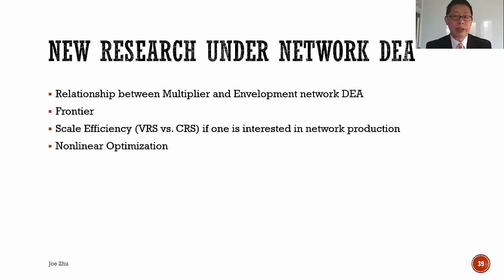Some other type of research that you can do on the network DEA is the relationship between the multiplier and the invariant network. Because it's nonlinear, there's no duality at all. Where is the frontier? And scale efficiency. When you're studying a production system, if it's a network structured production system, you have variable returns to scale, constant returns to scale, for example. So where is the scale efficiency? And obviously, nonlinear optimization is very, very important for network DEA.